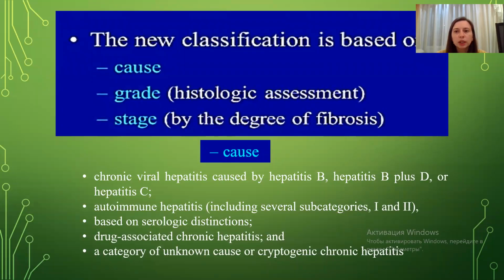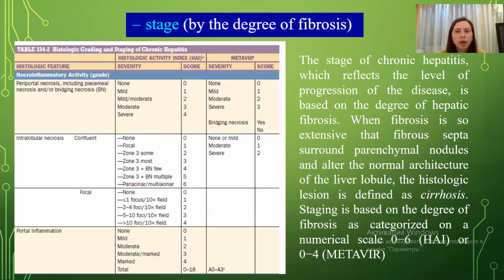And the new classification is based on cause, grade by histological assessment, and stage by the degree of fibrosis. And what about cause? Chronic viral hepatitis caused by hepatitis B plus D, or hepatitis C. Autoimmune hepatitis based on serological distinctions, drug-associated chronic hepatitis, and a category of unknown cause, cryptogenic chronic hepatitis. And stage by the degree of fibrosis.